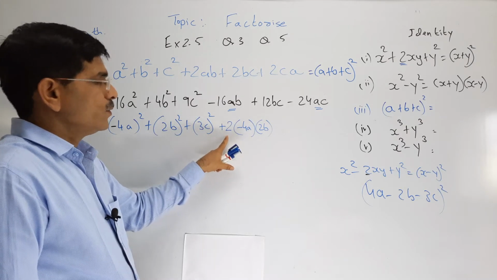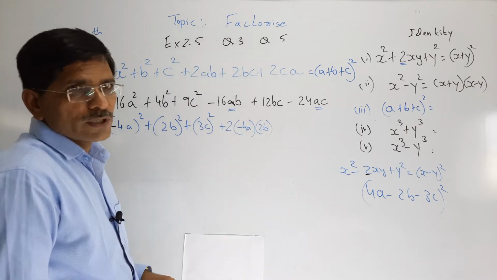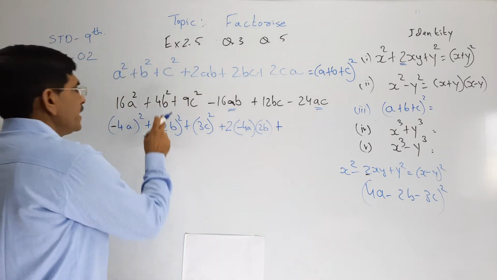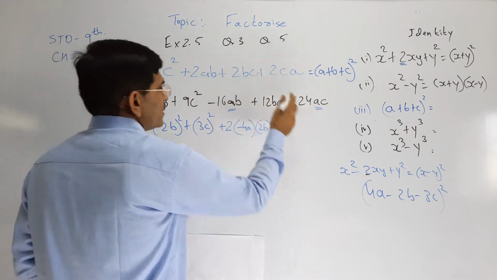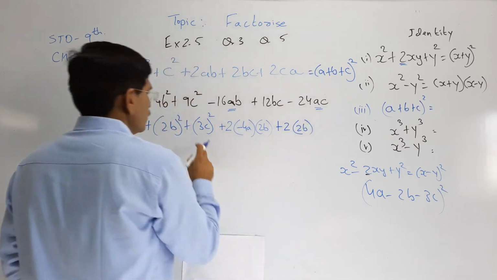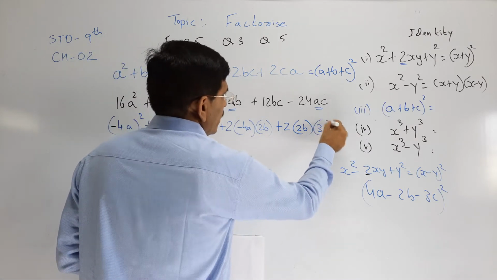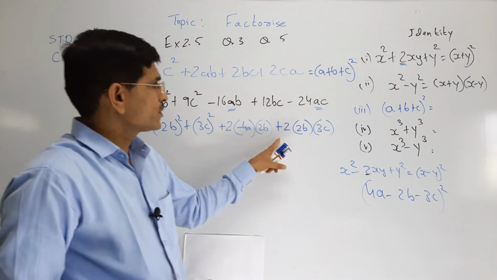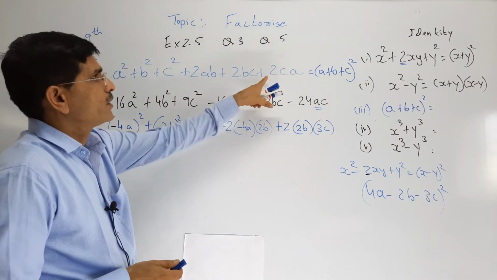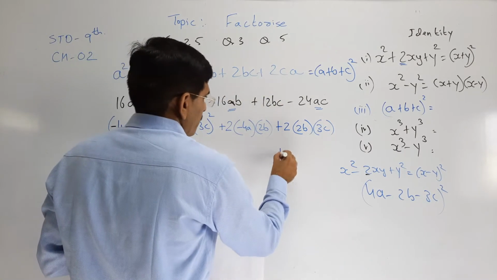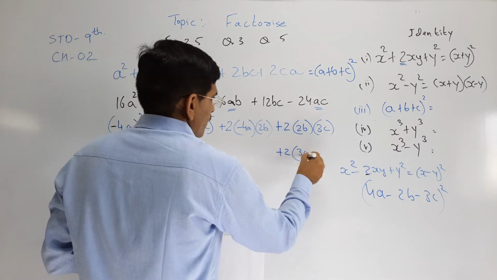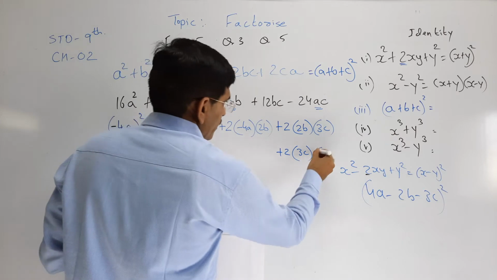minus 2, plus 2 into minus 4a into 2b, plus the next term, the formula is b into c. So 2, what is b? That is 2b, into c, that is 3c. Now if you multiply and open it, 2 4s are 8, 4 3s are 12bc. And the third term 2ca, so here plus 2. What is c? That is 3c. What is a? Minus 4a.